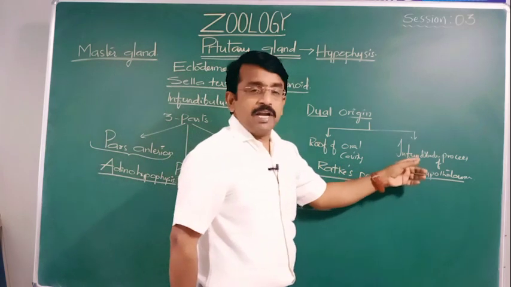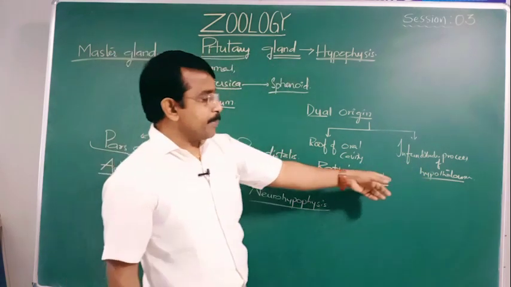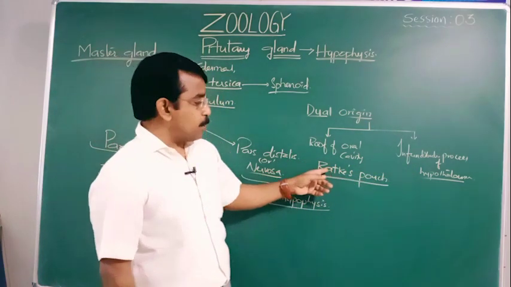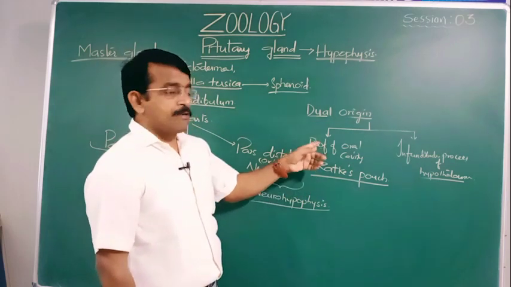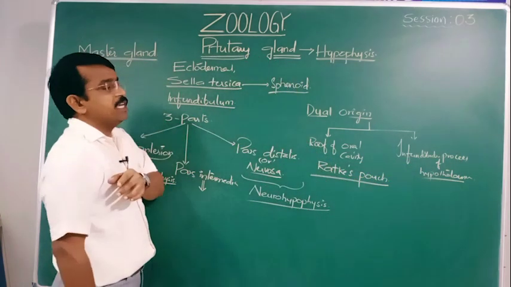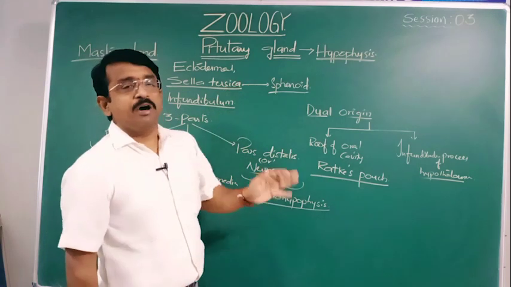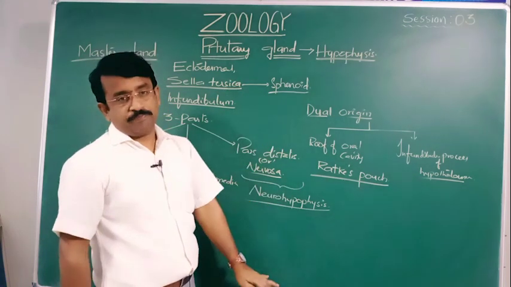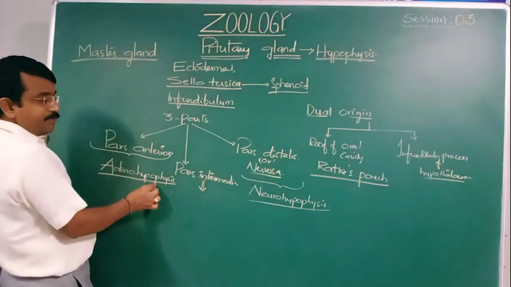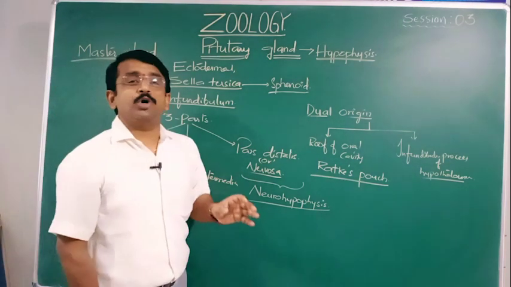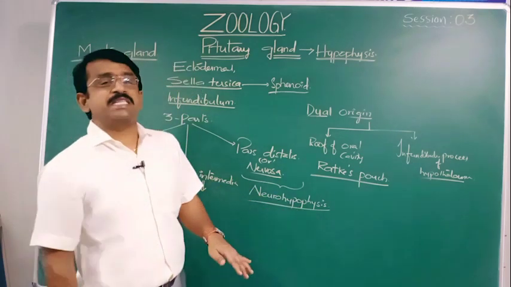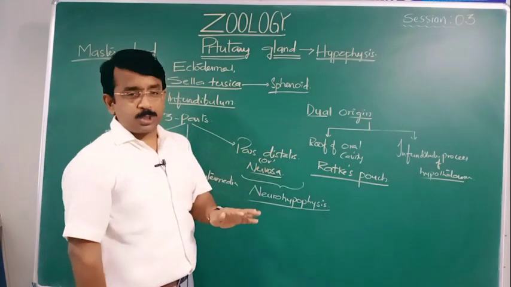The second source is the infundibular process of the hypothalamus, from which the neurohypophysis is formed. So one is from the Rathke's pouch, an embryonic outgrowth from the roof of the oral cavity, and another from the infundibular process of the hypothalamus. That's the reason why the pituitary is of dual origin. The pars anterior, the adenohypophysis, secretes proteinoid hormones, whereas the neurohypophysis secretes peptide hormones.